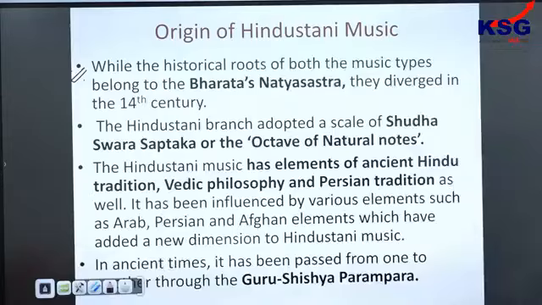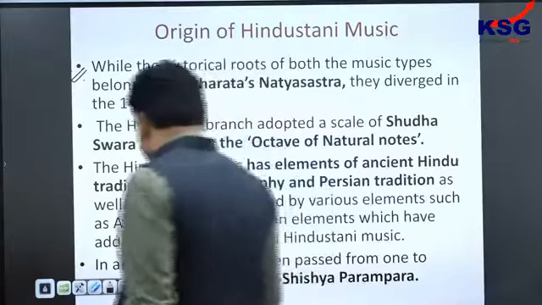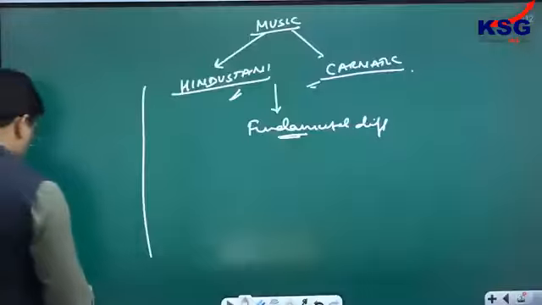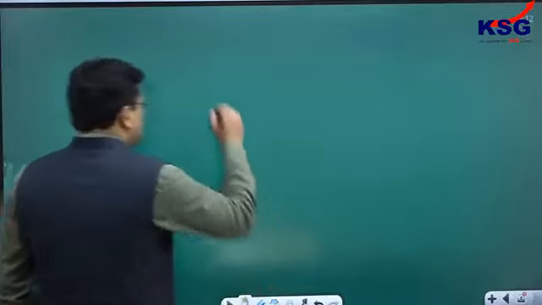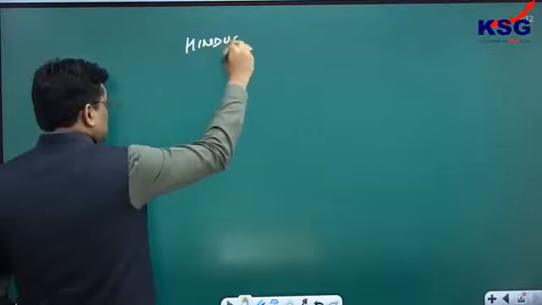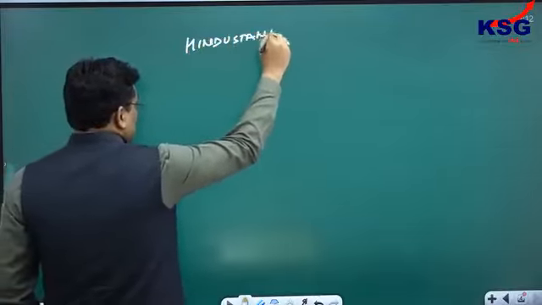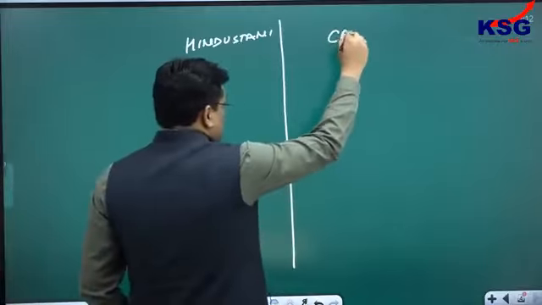So this knowledge of music was transmitted from generation to generation. So, origin of Hindustani music. Let us differentiate between the Hindustani and the Carnatic music.